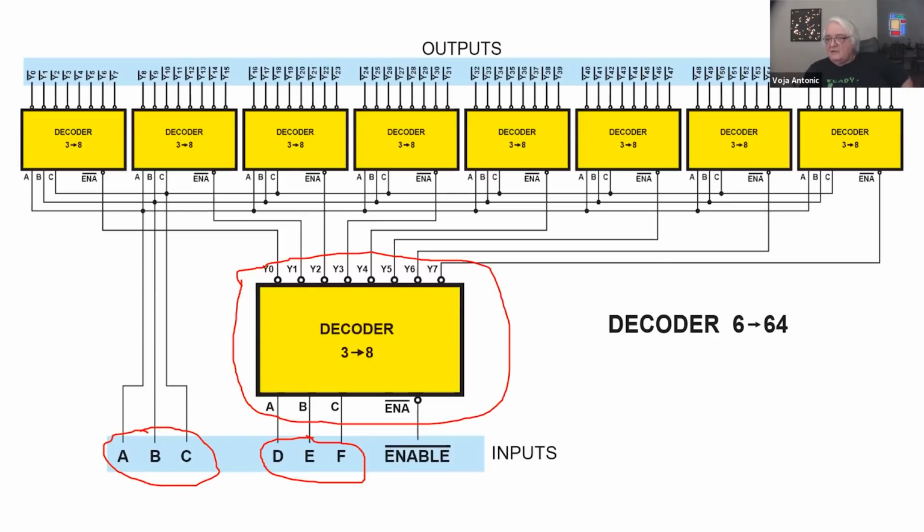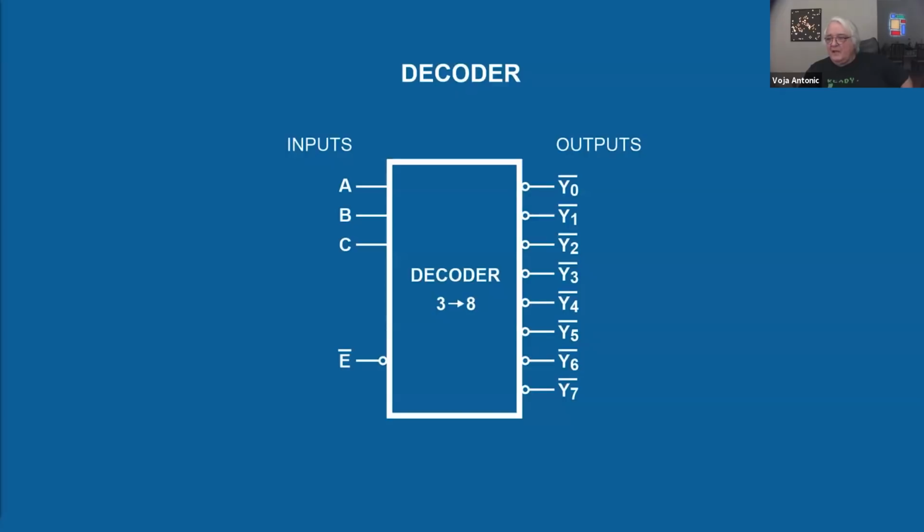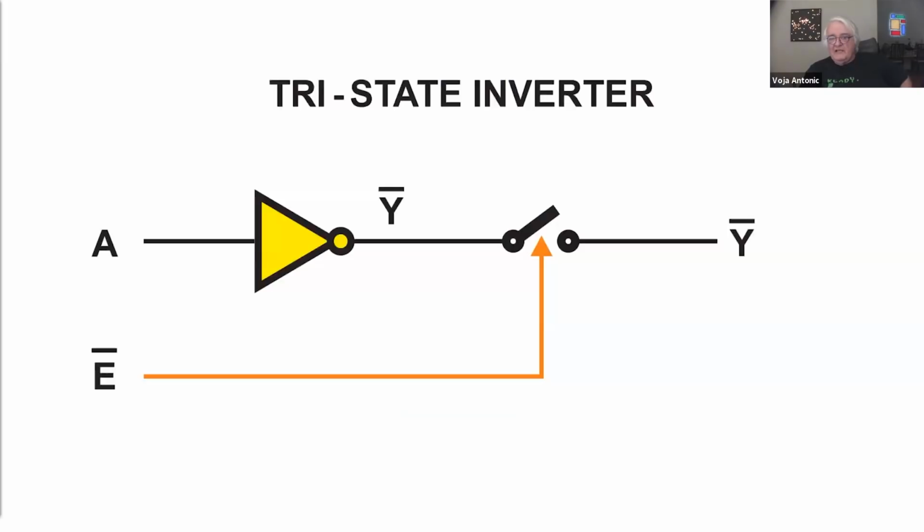So you also have one large 6 to 64 decoder made of 9 3 to 8 decoders. The enable signal, of course, has the same function. And this is the symbol for the decoder, and it's also a very important one, so we will pay attention to it. Let's go on. We've said that there is a 3-state output when the output is simply disconnected, like this.